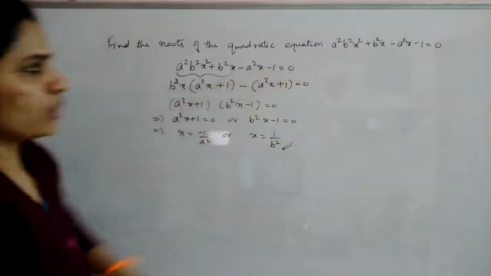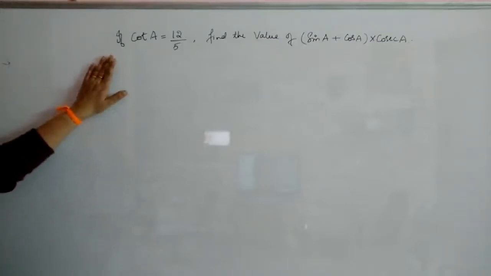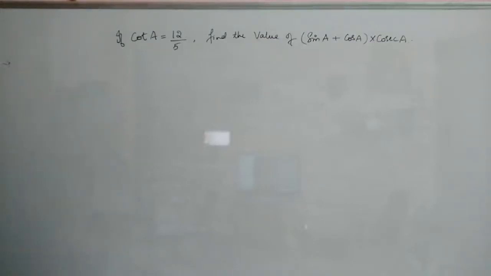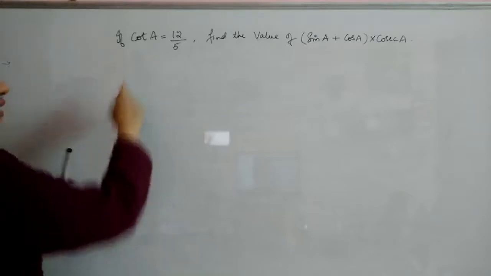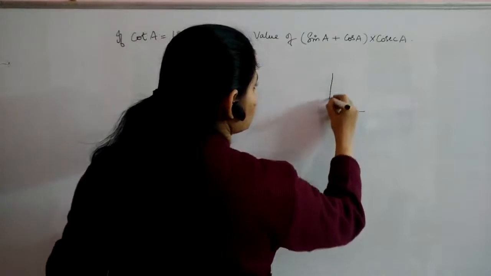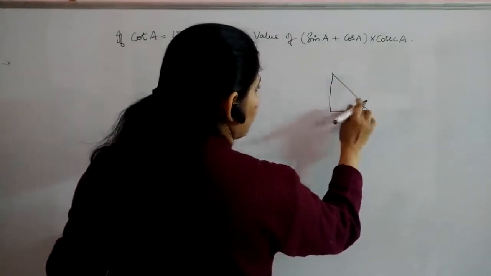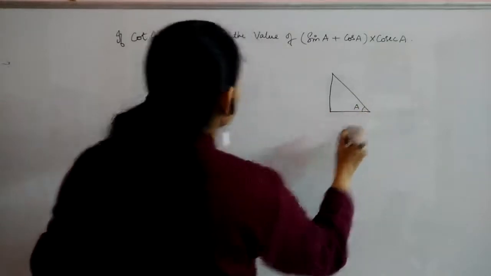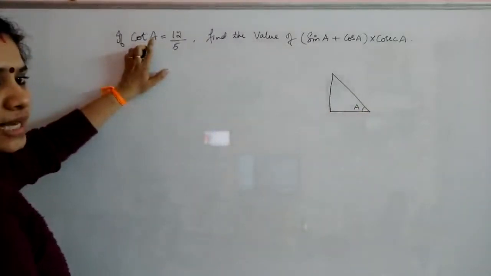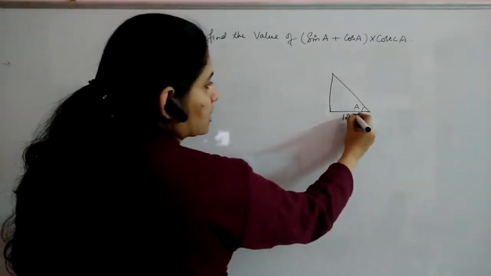Okay, here you have x square. If cot A is equal to 12 by 5, find the value of sin A plus cos A into cosec A. So you have to first get the value of sin A and cos A. For that, from cot A we can find out, like if you are just taking a right angled triangle and this is suppose A. Okay, angle is given as A. So this is A. Cot is adjacent side by opposite side.